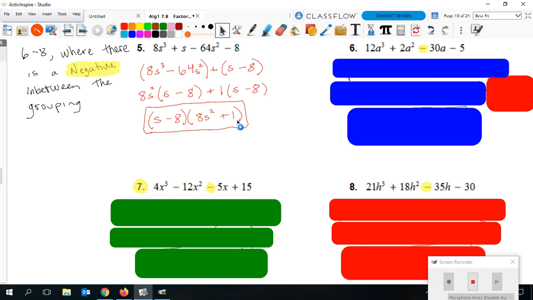And again, I want to look for a possible difference of squares. This is not a difference of squares. 8's not even a perfect square, so I couldn't factor this one anymore.